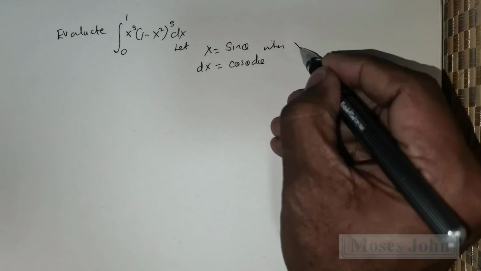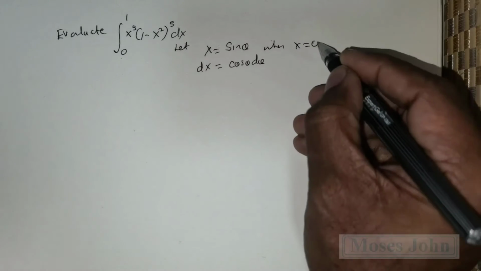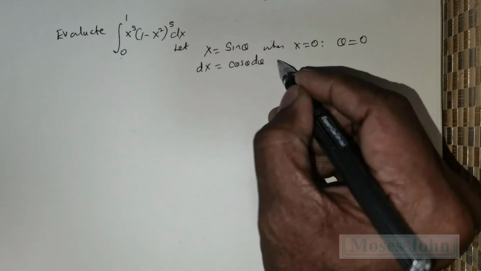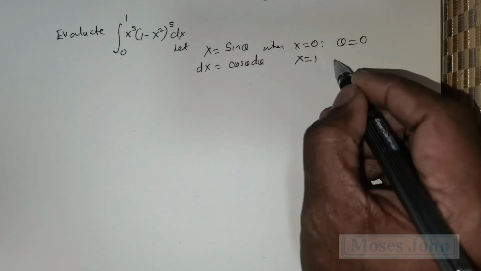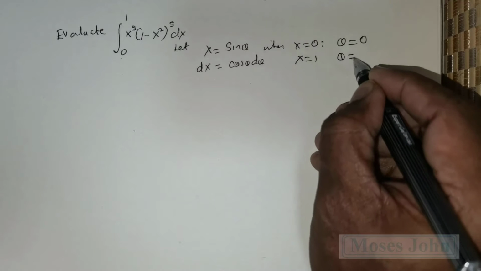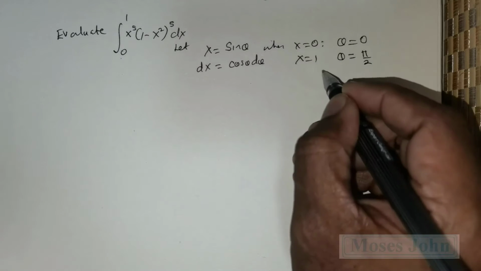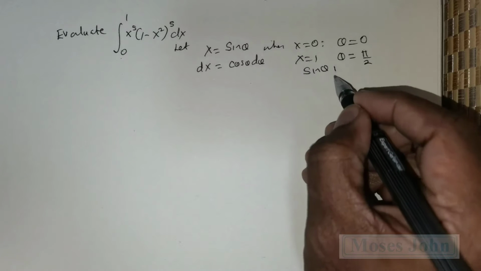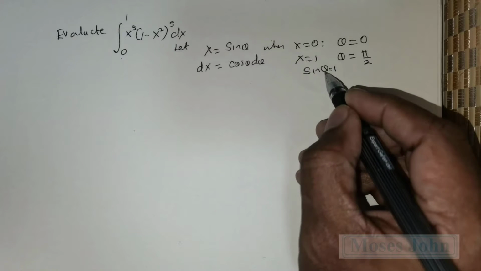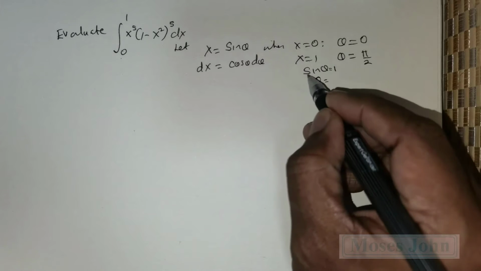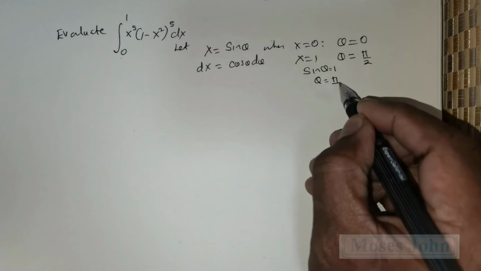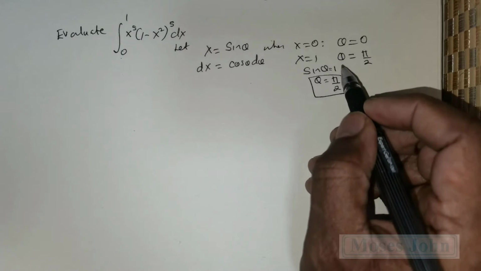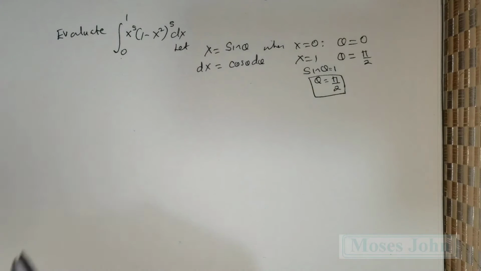Now when x is equal to 0, theta will also be equal to 0, and when x is equal to 1, theta will be equal to pi over 2, because if x is equal to 1, the only value by which sine theta can be equal to 1 is sine 90. So that's why I have theta equal to pi over 2.